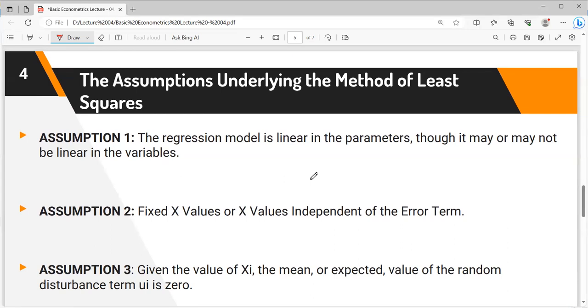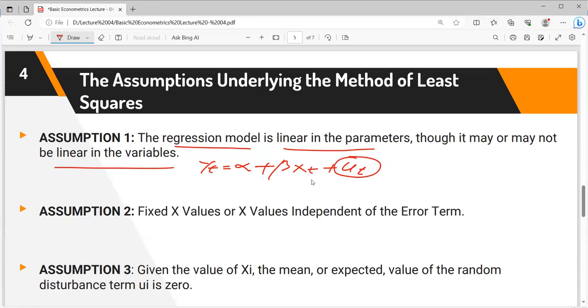There are several assumptions, and we will discuss them in this lecture. The first assumption is that the regression model is linear in terms of parameters, though it may or may not be linear in terms of variables. As I said before, this is our econometric model: alpha plus beta xt plus mu t, where mu t is the error term.